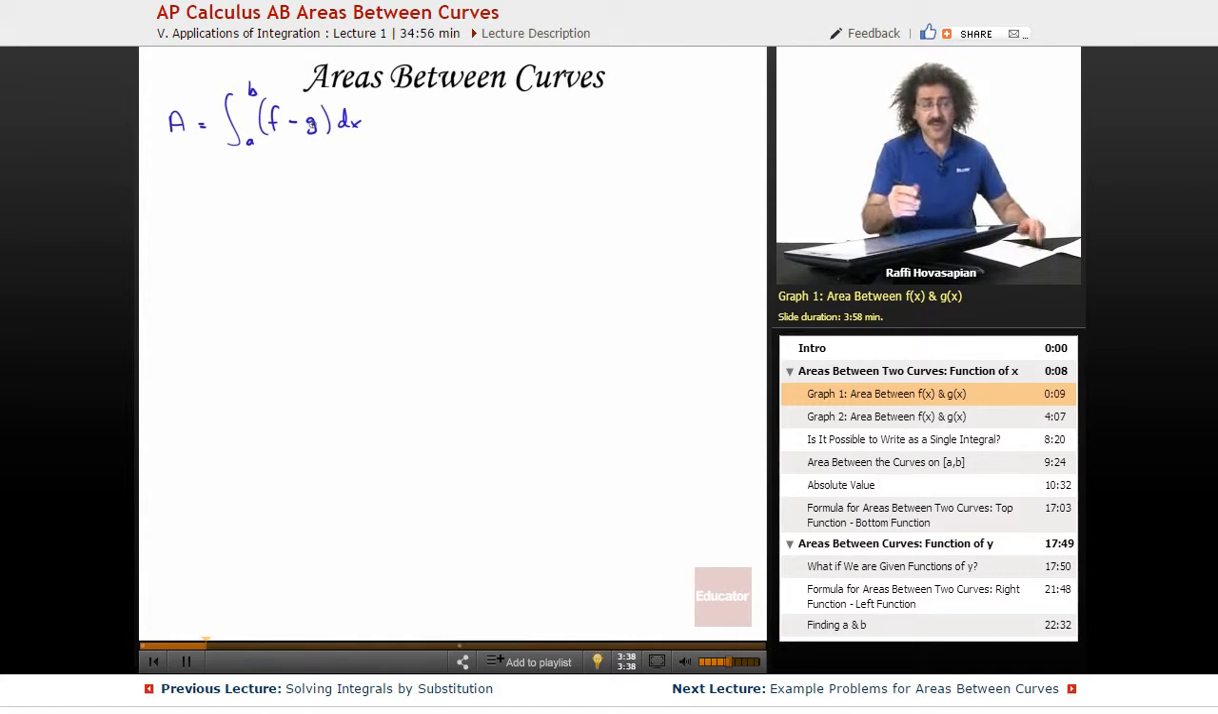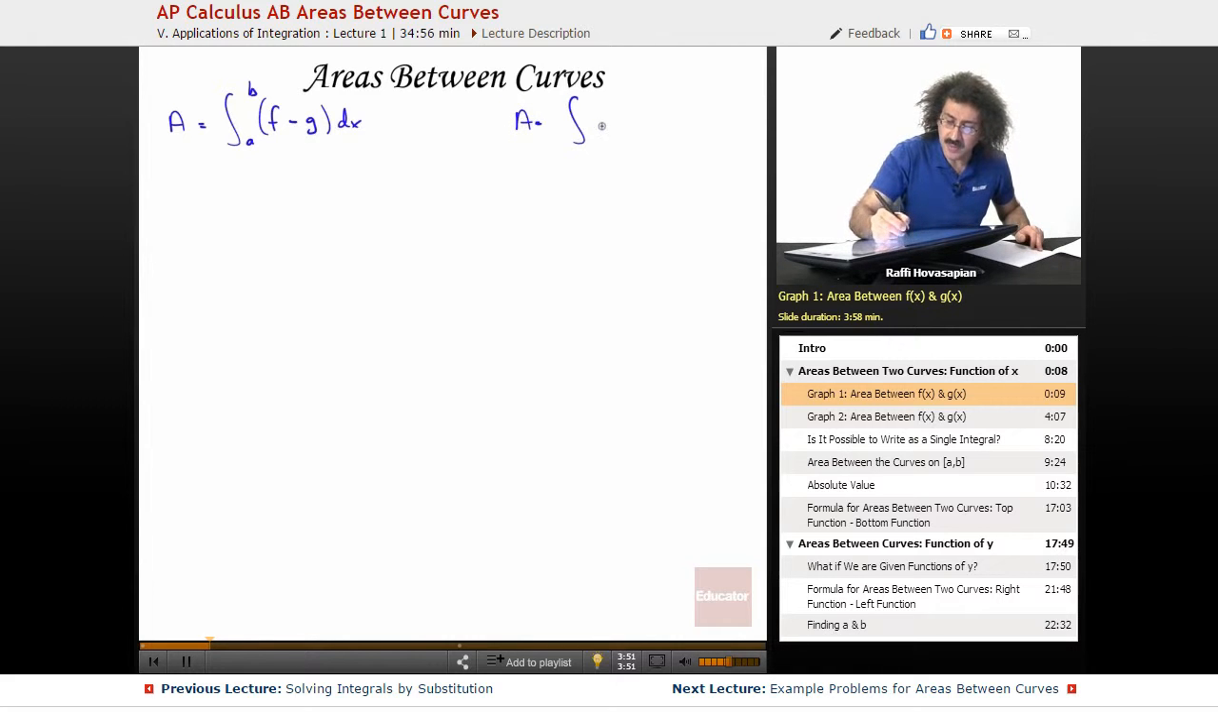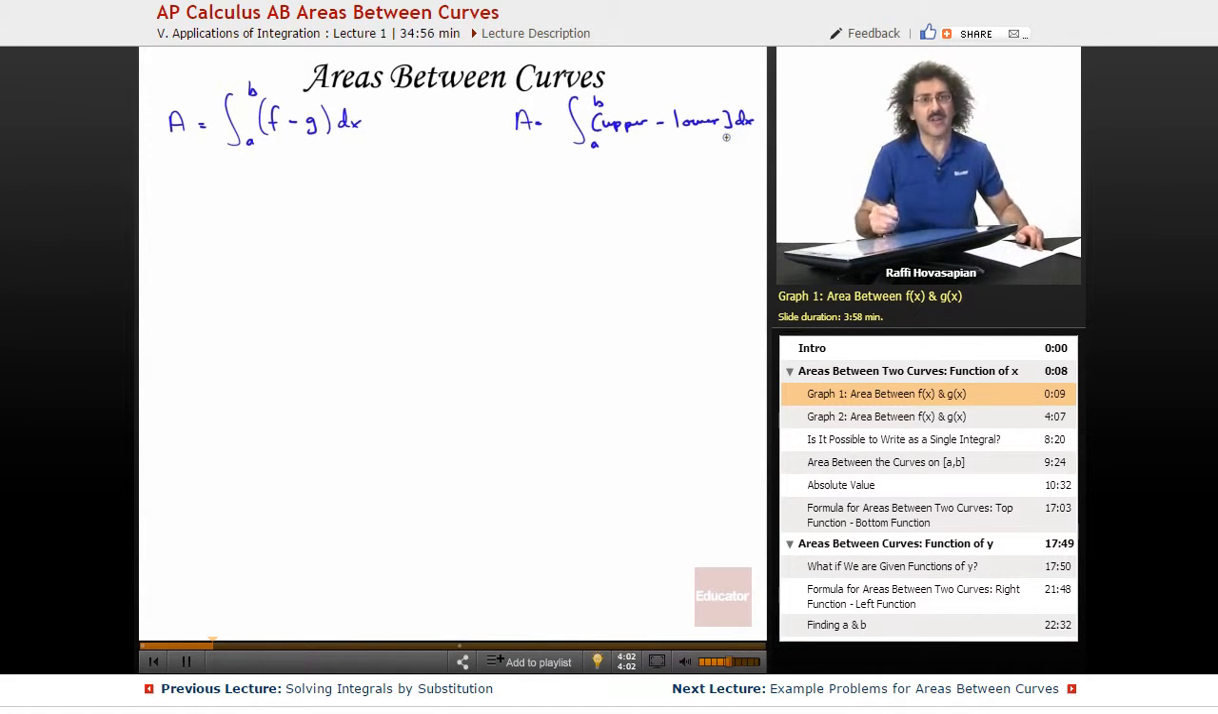So this is when, over the entire interval, f is above g. Upper function minus the lower function. That's essentially how it goes. So area equals the integral from a to b of the upper function minus the lower function dx, or whatever variable you happen to be integrating with respect to.